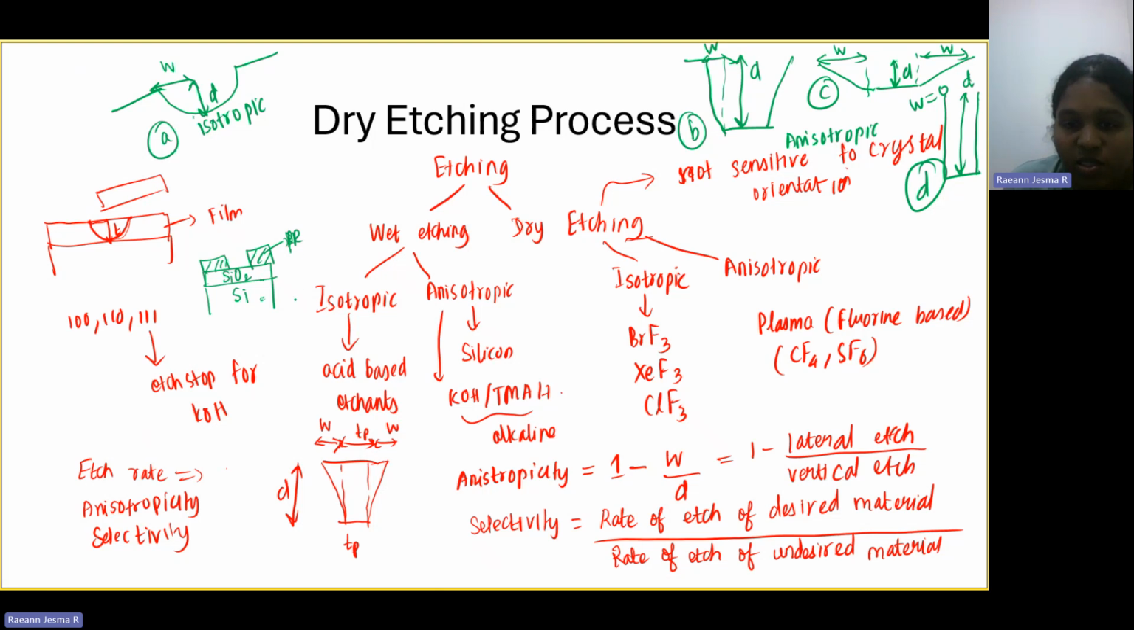So it will include the layer above as well as the one below when we are considering the selectivity of the material. This is clear, right?